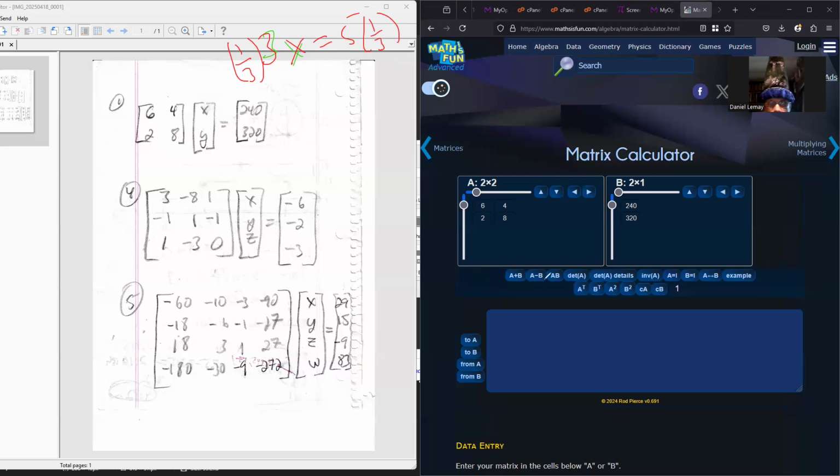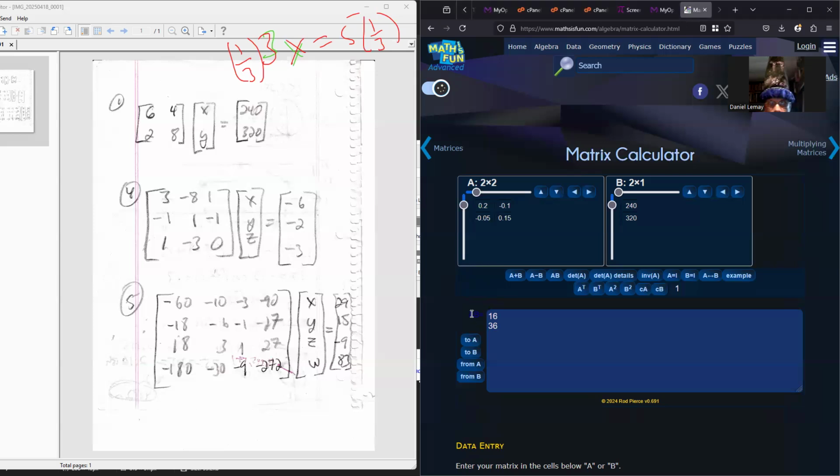So what I'm going to do is have the calculator find the inverse of A. I want to find the multiplicative inverse of that coefficient matrix. So I click inverse A, and it gives me that. Then I want to store that to matrix A, and then I'm going to multiply that inverse times B. It's like multiplying the 5 times the 1/3 up here. I'm going to do A times B. Where's A times B? Oh, there it is. And that's the solution. X is 16, Y is 36. I mean, that's a pretty easy solution.